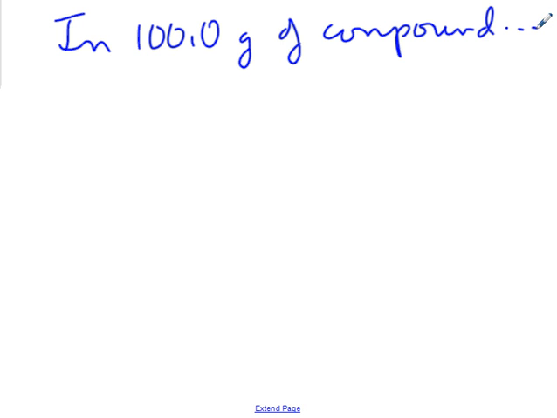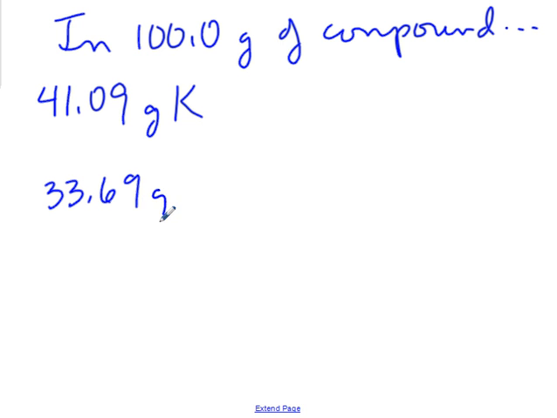We have 41.09 grams of potassium in that sample. Does that make sense? Leave some space because we're going to do unit multipliers. Underneath that, we must have 33.69 grams of sulfur. And since it has to add up to 100 grams, we can subtract and see that there was 25.22 or 25.21, I guess, grams of oxygen.